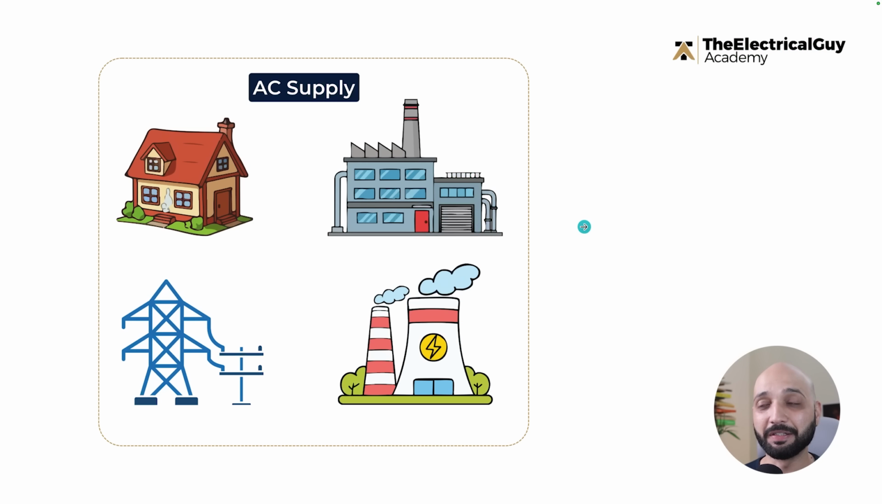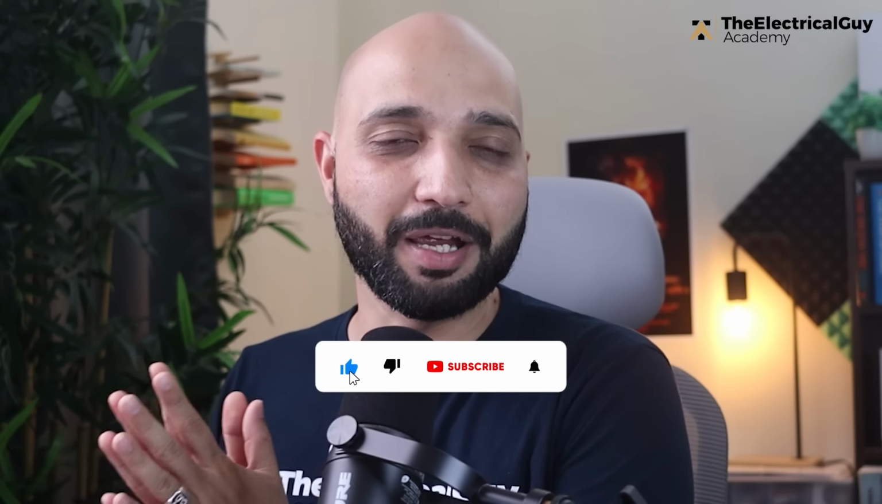Alternating current or AC supply is everywhere. The house that we have, we get AC supply. The industries we work in get AC supply. The transmission and distribution of electricity happens using AC supply. Even the generation in the power plant happens in AC supply only.